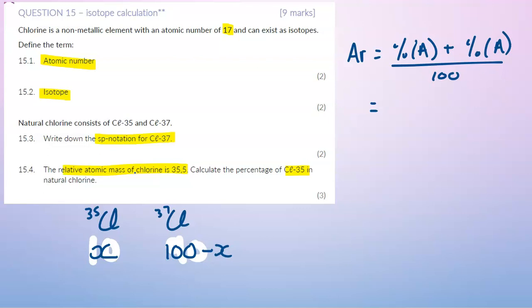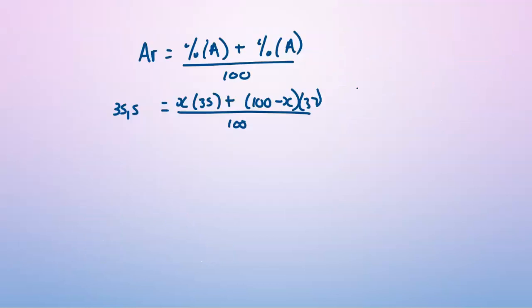So they tell us the relative atomic mass of chlorine is 35.5. So we actually have the answer. That's 35.5. Then my first percentage is now X, and my mass number is 35. And my other percentage in a bracket is 100 minus X, and my mass number is 37. And I still divide it by 100. Okay, so this is the science. Now we are going to tackle the math.